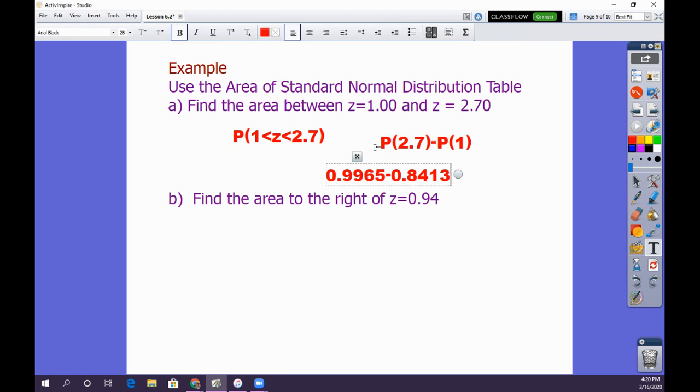And then you would just subtract those. You would end up with a probability of 0.1552 or 15.52%. And it does not matter to me which way you go about writing that.